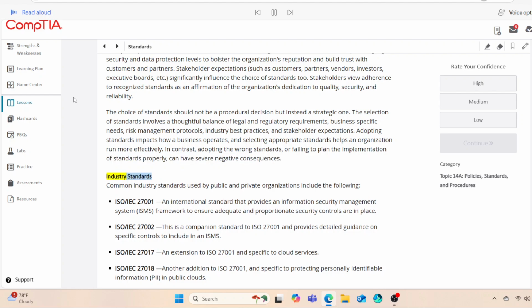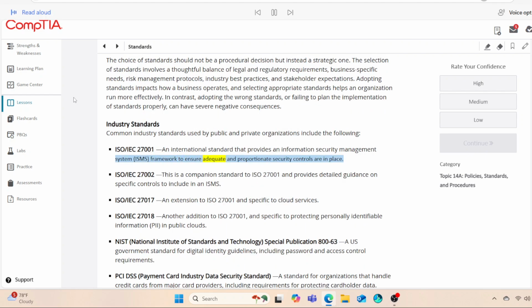Industry standards. Common industry standards used by public and private organizations include the following: ISO/IEC 27001, an international standard that provides an information security management system, ISMS, framework to ensure adequate and proportionate security controls are in place.